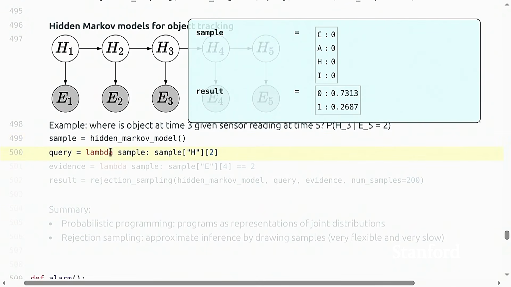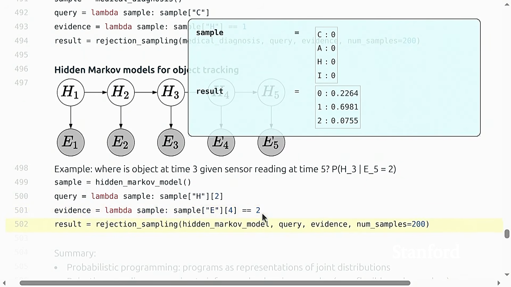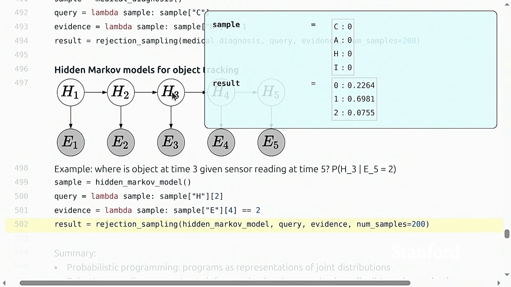The query here is I'm interested in H2, 2 because it's 0-based instead of 1-based, and evidence E4, and testing that it equals 2. Okay, so now if I do rejection sampling, I can estimate the probability of H3 given E5 equals 2. And basically I infer that the object most likely was in position 1, but maybe it was in position 0.